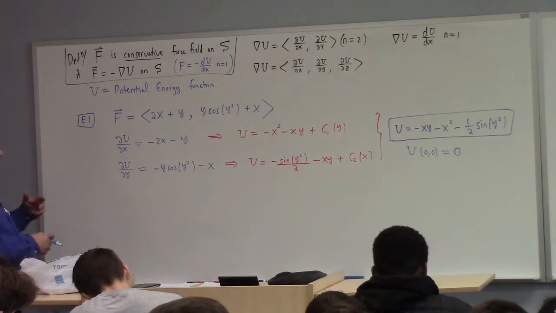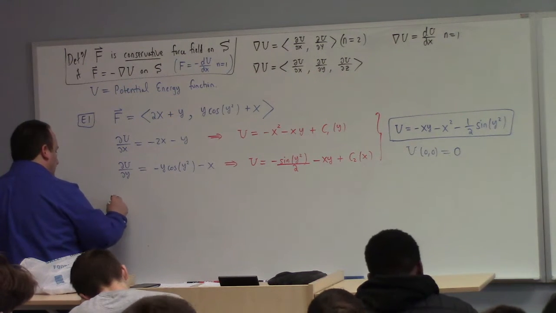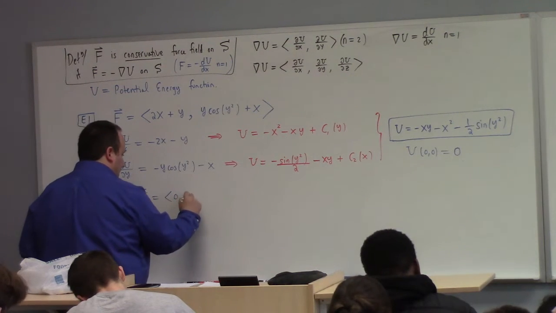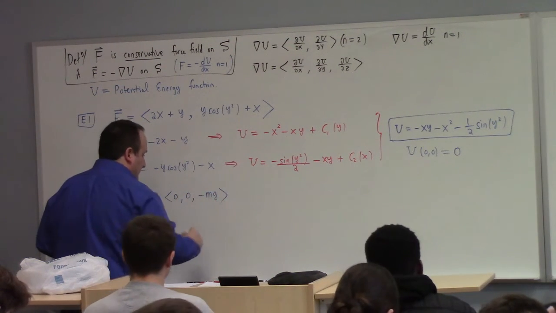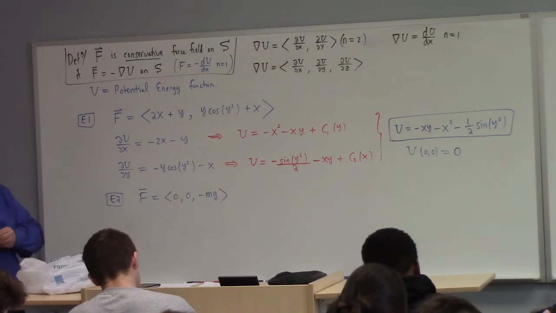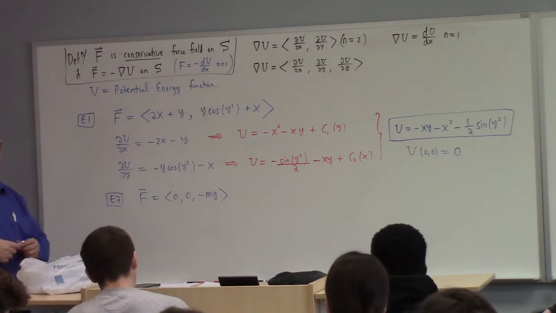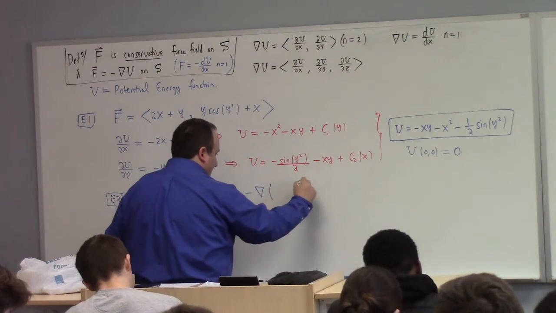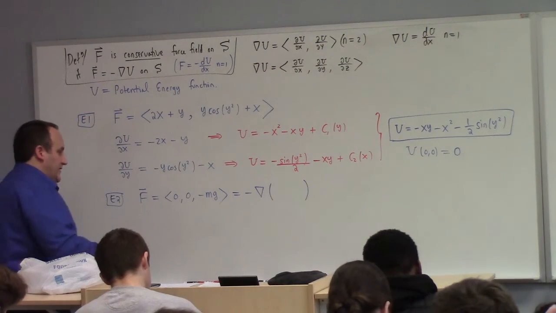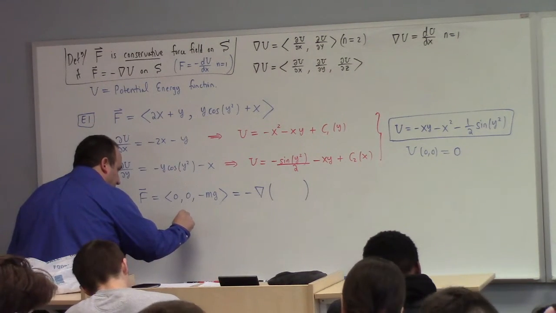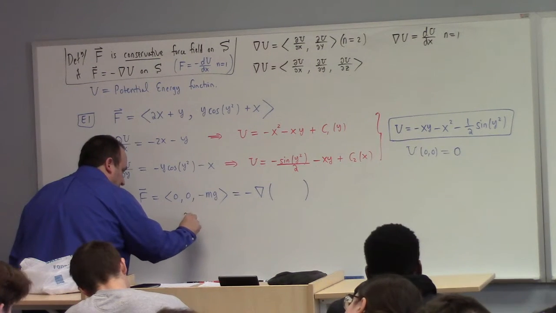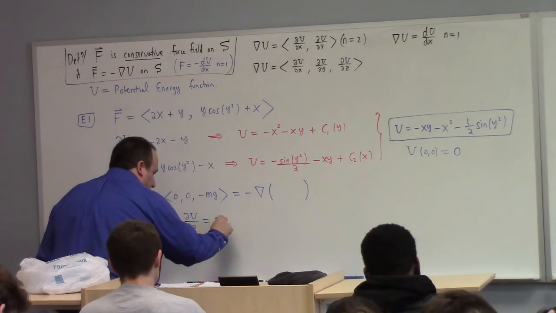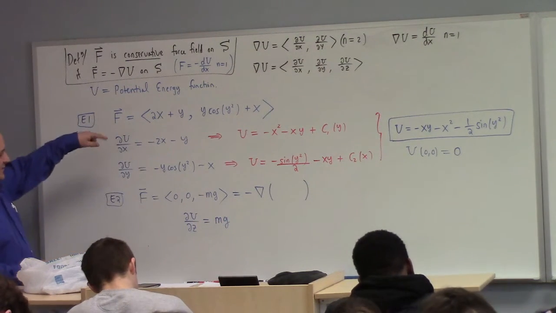Let me do another one that's really easy. Example 2, what if your force is 0, 0, minus mg. We like this force, right? 3-dimensional, what's this? Gravity, right? So this is equal to minus the gradient of what function? So the only thing that's interesting here is that we need partial u, partial z to be equal to mg. Notice I'm absorbing the minus.